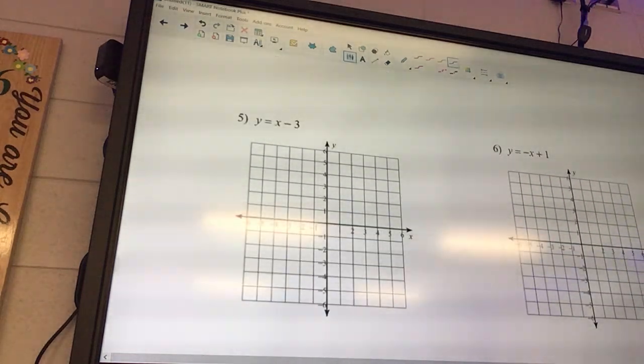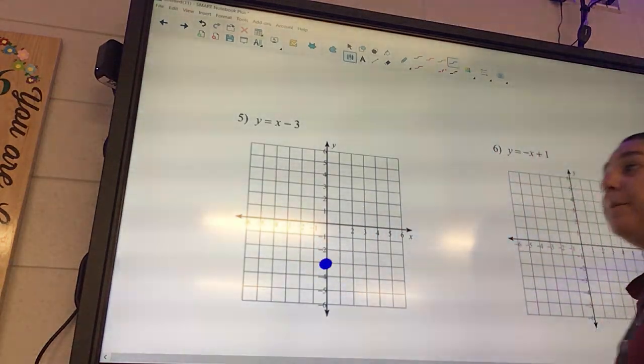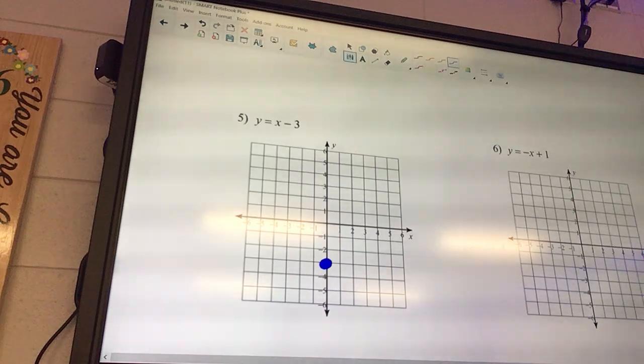Look at number 5. Where does that graph start? -3, so we're going to go to the y line and find the -3 and put a dot. What is my slope? 1. Okay, 1 over 1, so we're going to rise one and run one. So if there's only a letter and there's no slope there, it's a 1 over 1.